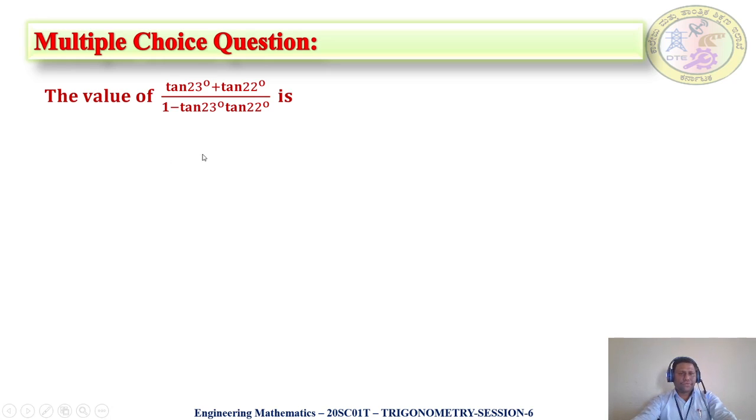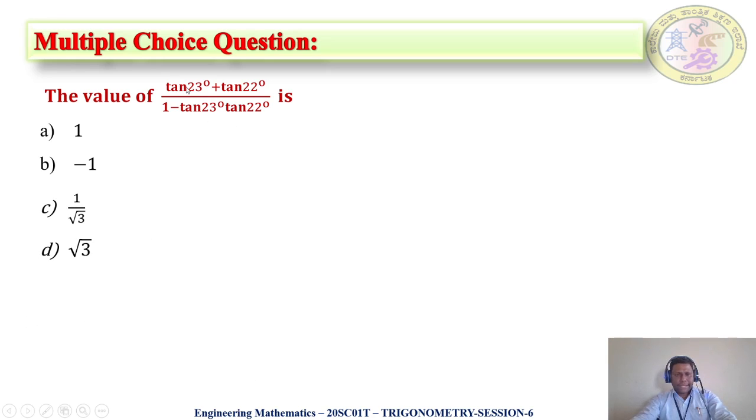Find the value of tan 23 degree plus tan 22 degree by 1 minus tan 23 degree into tan 22 degree. What is the value of this one? By looking at this one, we can say it is of the form tan A plus tan B by 1 minus tan A tan B. What are the options they have given? A is 1, B is minus 1, C is 1 by root 3 and D is root 3.